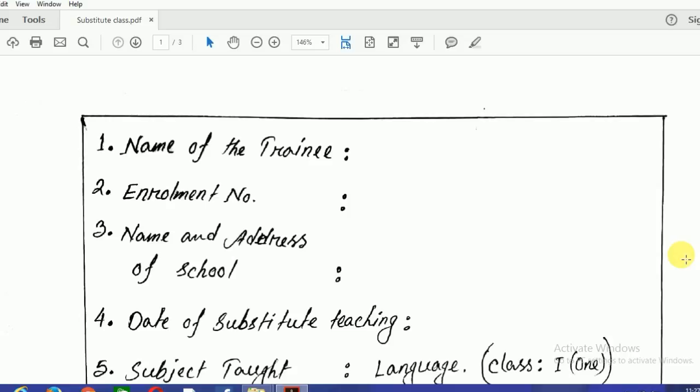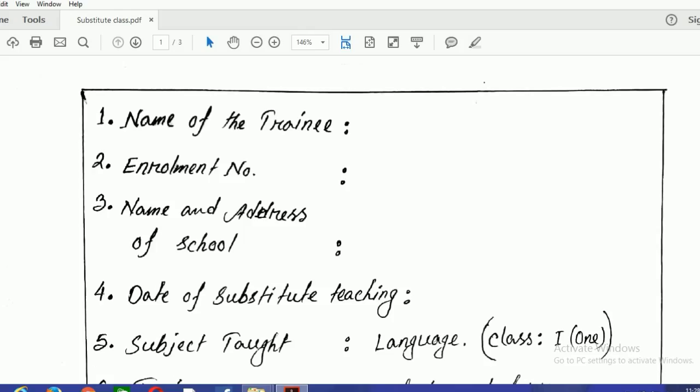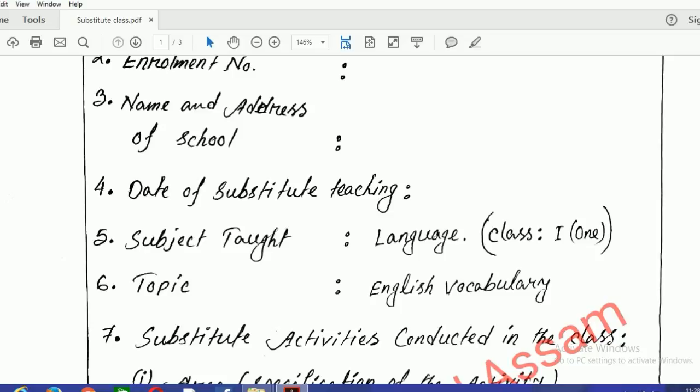In point number 1, you have to write the name of the trainee, that means your name. Point number 2, enrollment number. Point number 3, name and address of school. Point number 4, date of substitute teaching. You have to mention the date here. And point number 5, subject taught.